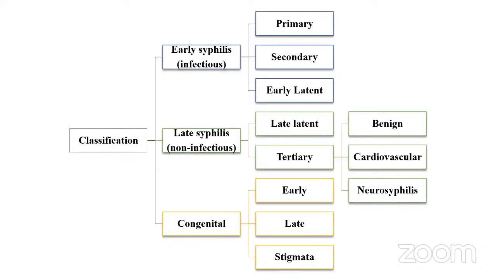So as we saw earlier, the patient progresses through the stages. For treatment purposes, it could be classified as early syphilis and late syphilis. In early syphilis, the patient is infectious and it includes the primary, secondary, and early latent stages. In late syphilis, the patient is non-infectious and it includes the late latent stage as well as the tertiary stage. Tertiary stages could have only mucocutaneous manifestations, or cardiovascular manifestations, or neurosyphilis manifestations.